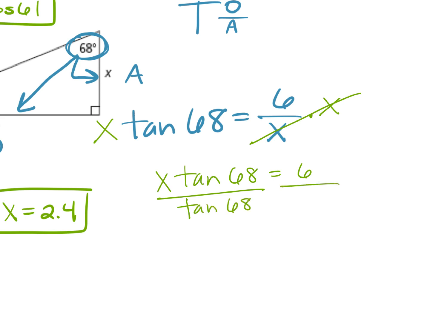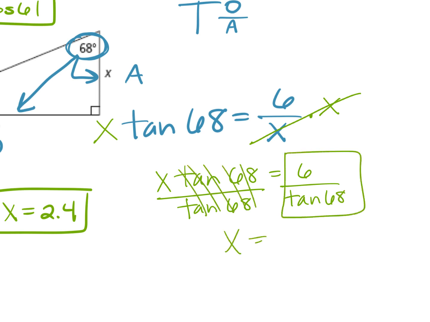And then you're going to divide by the tangent of 68. So this goes away. This 6 over tangent of 68 is what you're going to plug in.